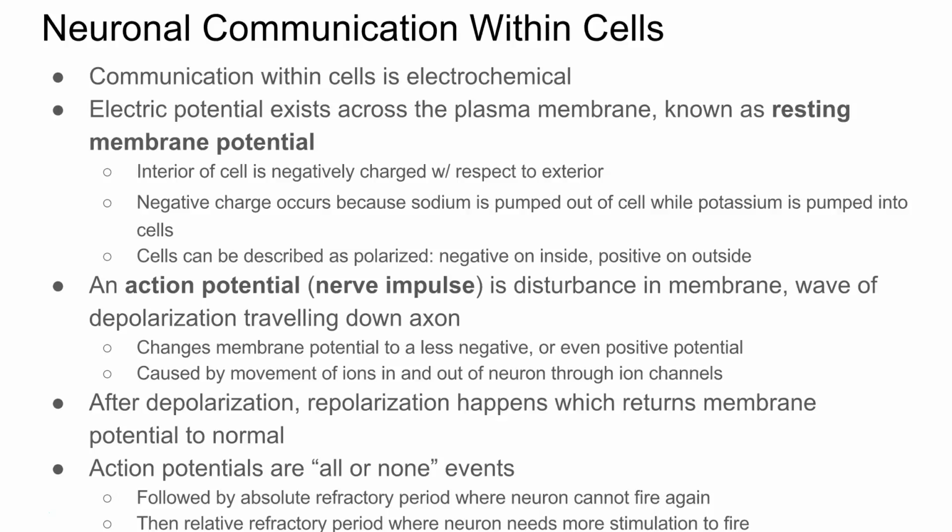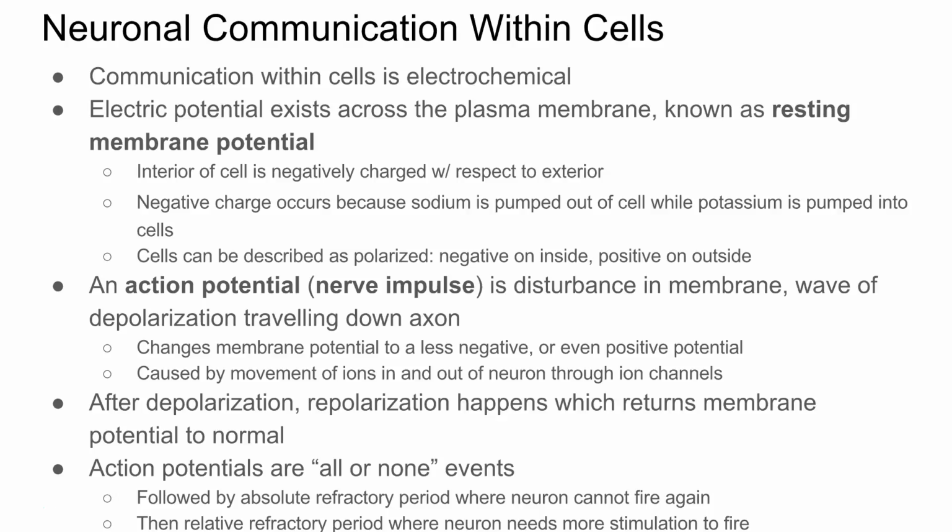And it's worth noting that these action potentials are what they call all or none events. So either the whole thing fires or it doesn't fire at all. There's no halfway fired or only fired at 50%. No, it fires or it doesn't. The neuron reacts or it does not.